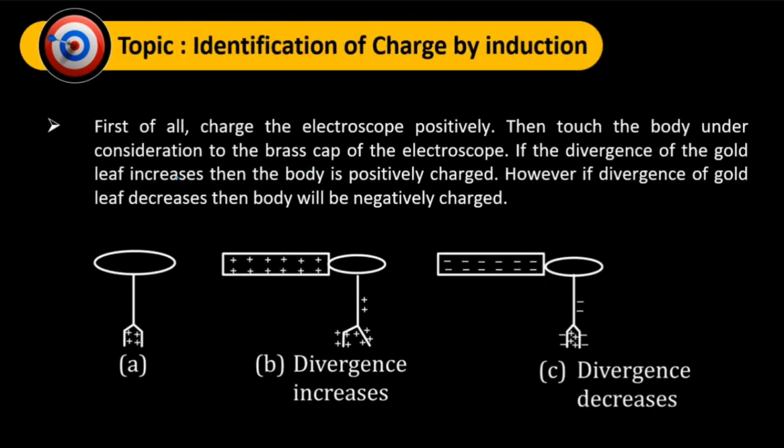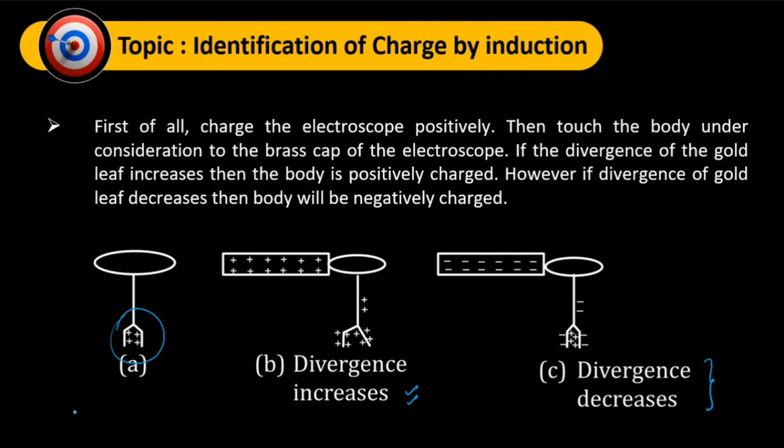What we are going to do is, first of all, charge the electroscope positively, then test the body under consideration against the brass cap of the electroscope. If the divergence of the gold leaf increases, then the body is positively charged. However, if the divergence of the gold leaf decreases, then the body is negatively charged. This is how we identify or analyze the presence of charge on a given object that we bring close to it. Here we make it positively charged initially. If a positively charged conductor is brought, the leaves diverge further and the divergence increases. Similarly, if a negative one is brought, the divergence decreases, or you can say the leaves become a little closer in comparison to the initial one.